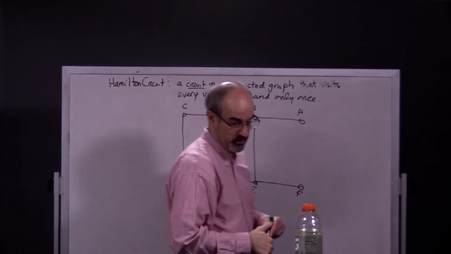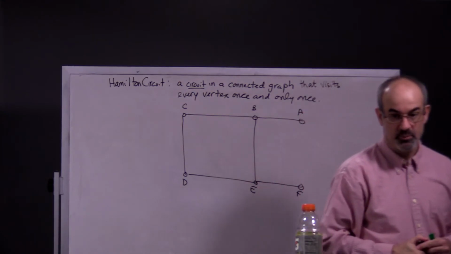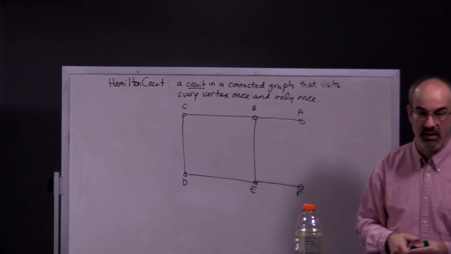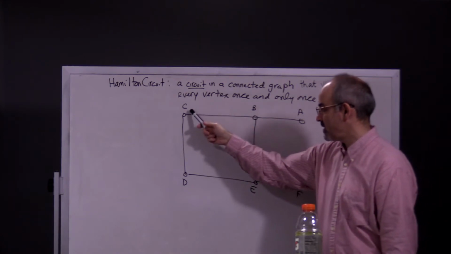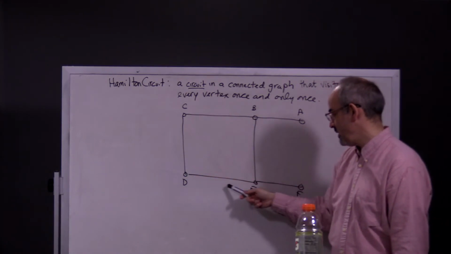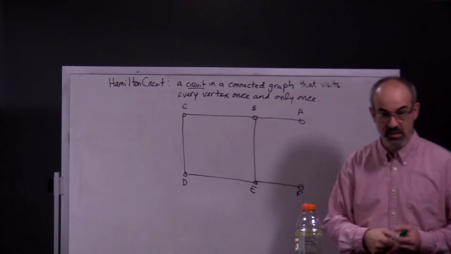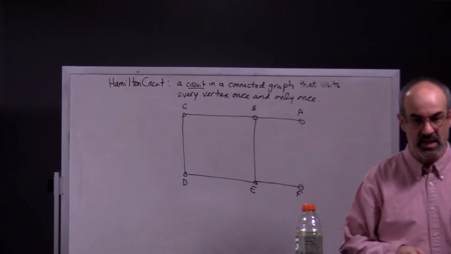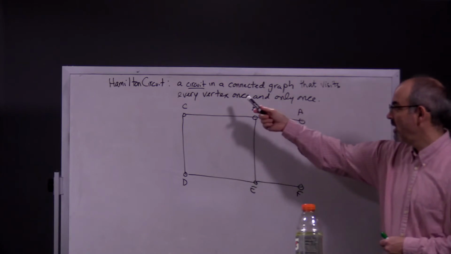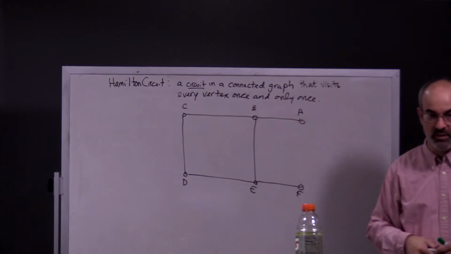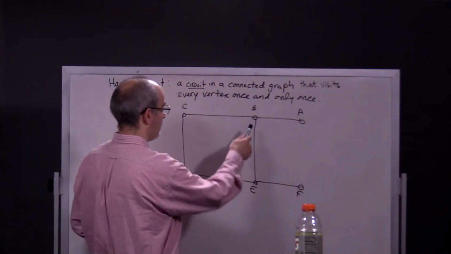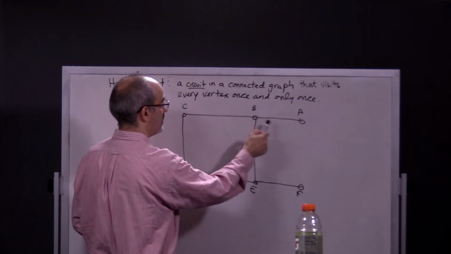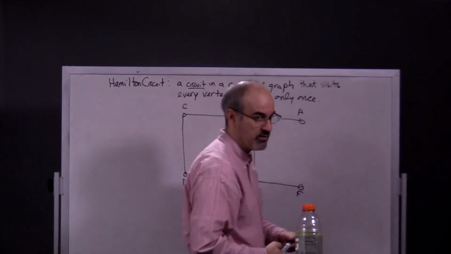We saw before in a previous video that this graph does have a circuit. You could start at B, go to C, then go to D, then E, then D. That is a circuit, but obviously that's not a Hamilton circuit because you have to visit every vertex once and only once. So if we did that circuit, we would have never visited A and F.